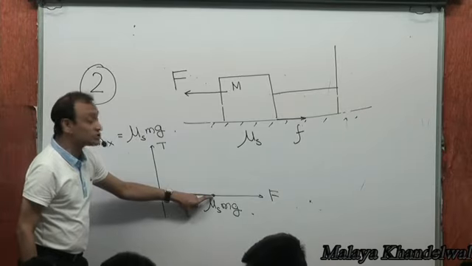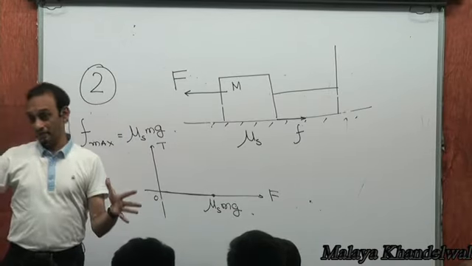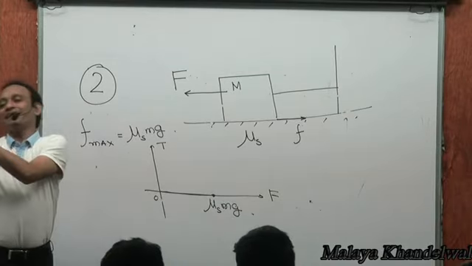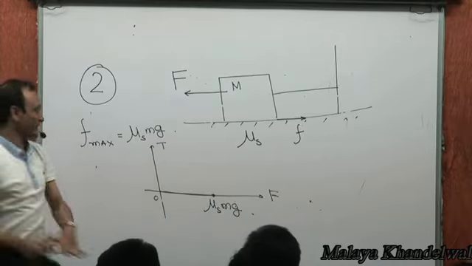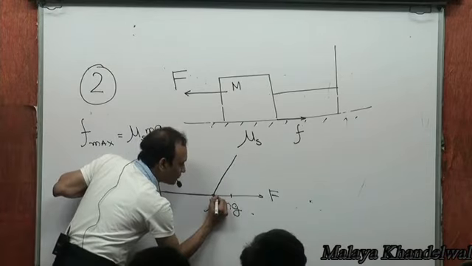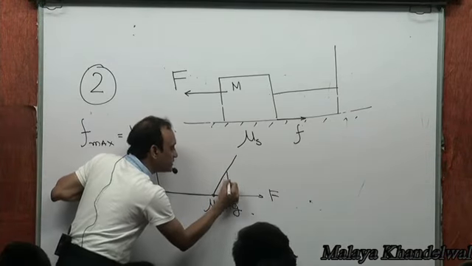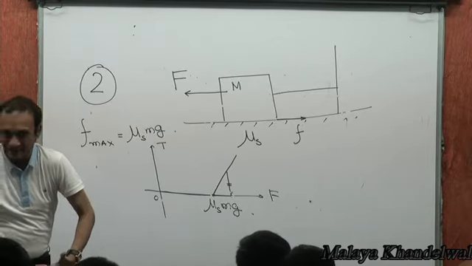When capital F is increased beyond this value, friction will remain mu s mg only, but tension will take the rest of the load. So then tension will start to grow from this point onwards. Any increase in capital F, let's say if capital F increases by this amount, tension will increase by the same amount. If capital F increases by this amount, tension will increase by the same amount, so that equilibrium could be maintained. Yes or no?